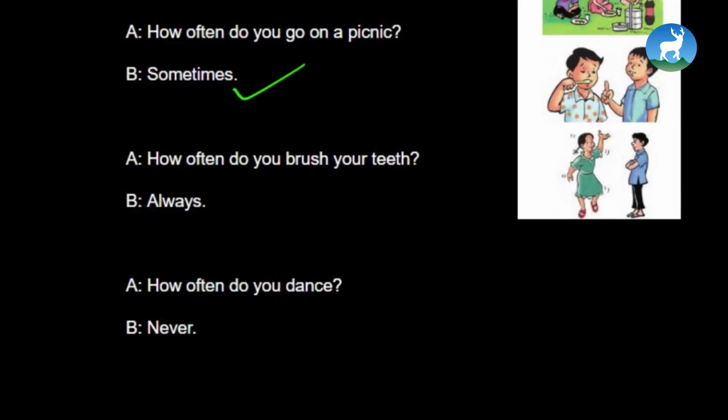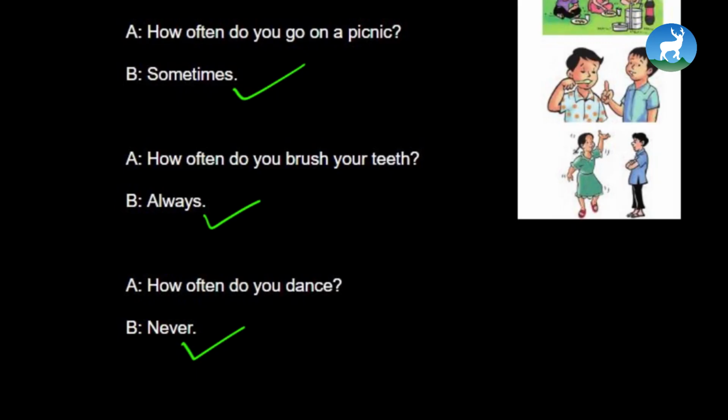The boy is brushing his teeth. Another boy is now going to ask a question. How often do you brush your teeth? Always. How often do you dance? Look at the last picture. And the answer is never. The girl is dancing, and the boy is staring at her. His arms are folded, and the girl asks a question. How often do you dance? And the answer to that is never.